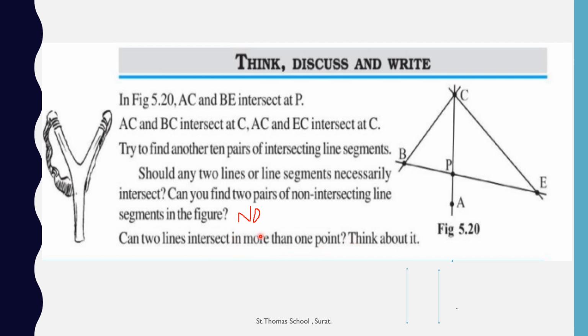Think about it. Look at the figure. These two line segments, one is BC and one BE. These two line segments intersect at one point, right? And next one, BC and AC intersect at C. So can we say these two lines intersect at any other point? No. So what is the answer? No. Two intersecting lines will intersect at only one point, that is, a single point. So two lines always intersect at a single point, not more than one point. Clear?